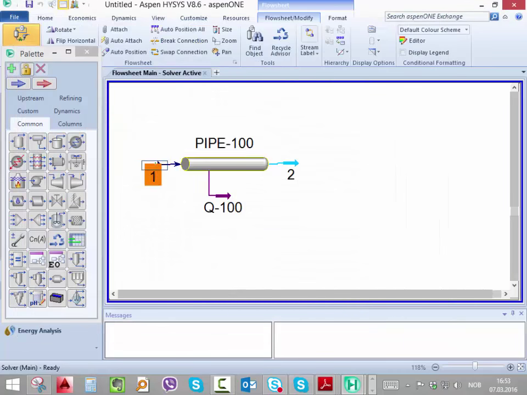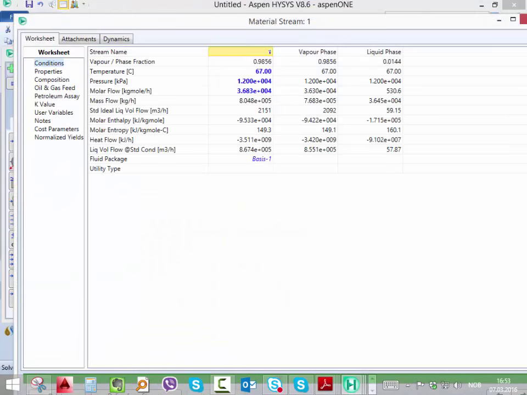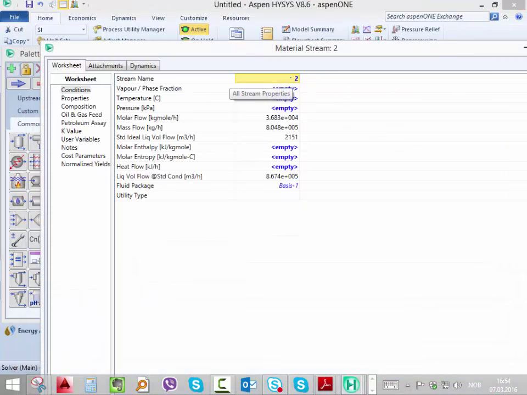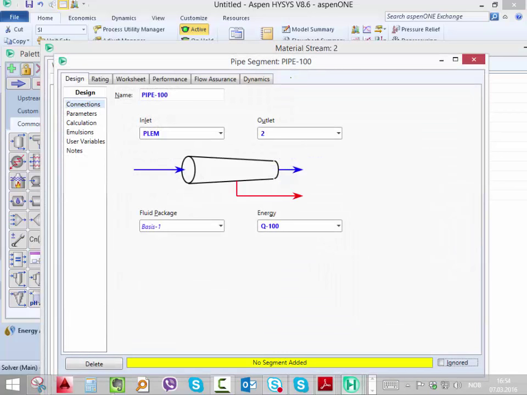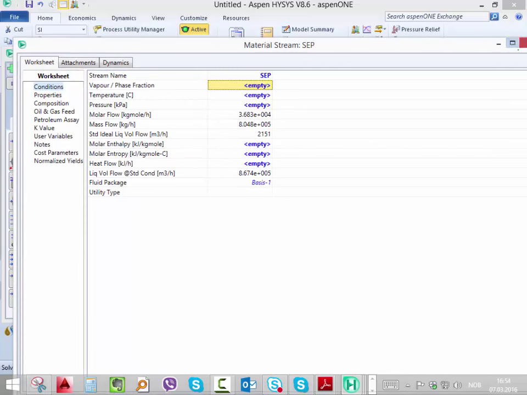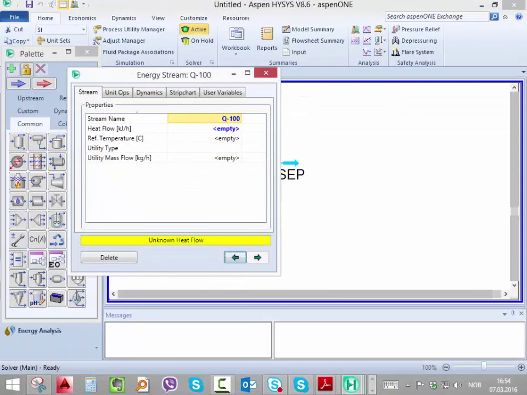And now let's put some better names to everything. One, I'm not going to call it one, but I'm going to call it PLEM, okay? Pipeline Entry Module. Then this point, I'm not going to call it two, but I'm going to call it separator. And this Q, I'm not going to call it Q, but I'm going to call it heat losses.